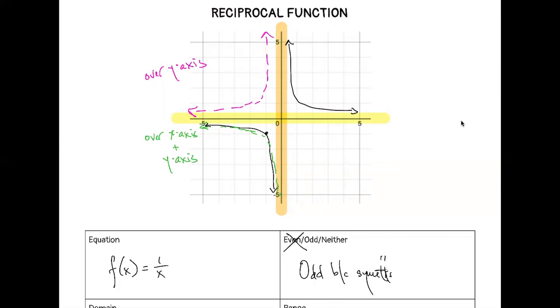Well, that's not how you spell that. It is symmetric about the x and y. Okay.